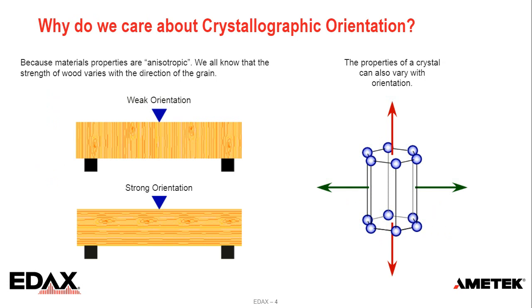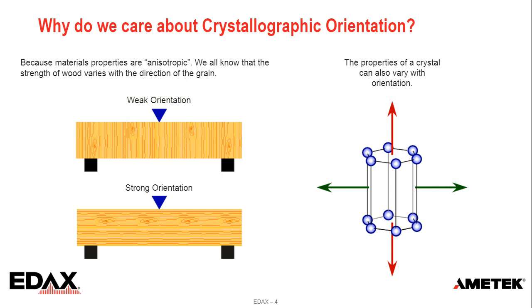The key reason is anisotropy. The properties of materials can vary with crystallographic orientation. As an analogy, I have a little cartoon here where we show a piece of wood where the grain of the wood is oriented on the top there in a weak direction, on the bottom there in what would be a strong direction or strong orientation.